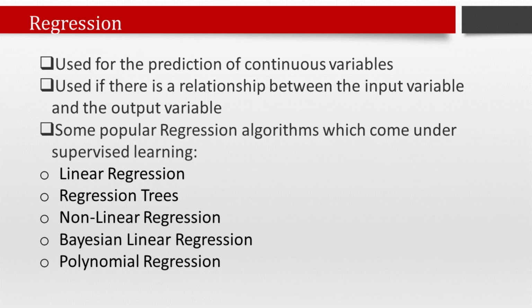Basically, regression algorithms are used if there is a relationship between the input variable and the output variable. It is used for the prediction of continuous variables such as weather forecasting, market trends, etc. Some popular regression algorithms which come under supervised machine learning are linear regression, regression trees, non-linear regression, polynomial regression, and so on.